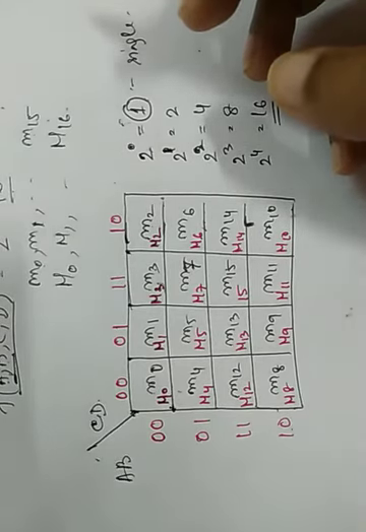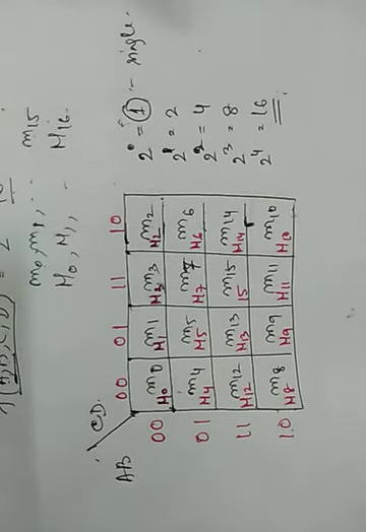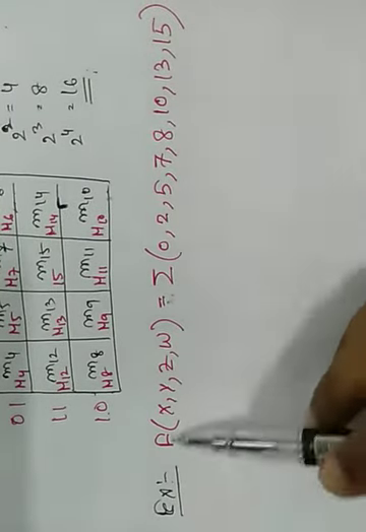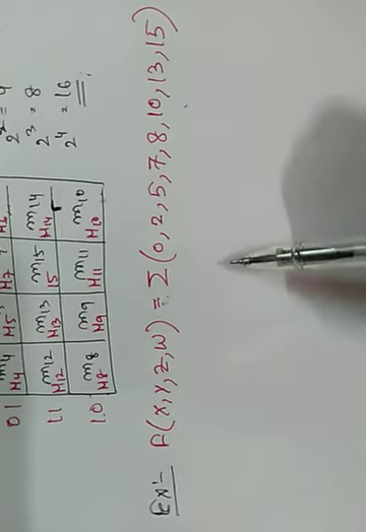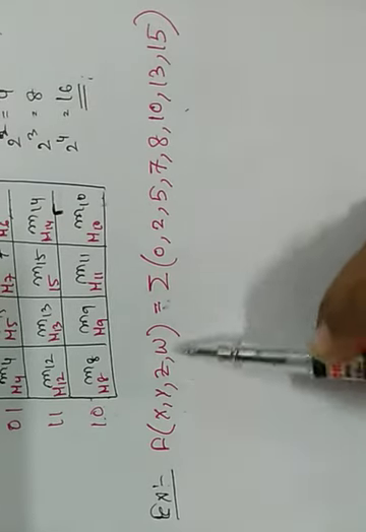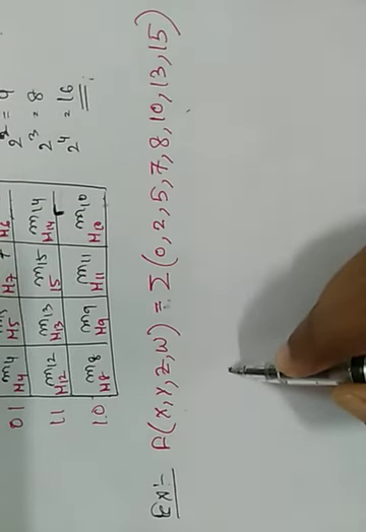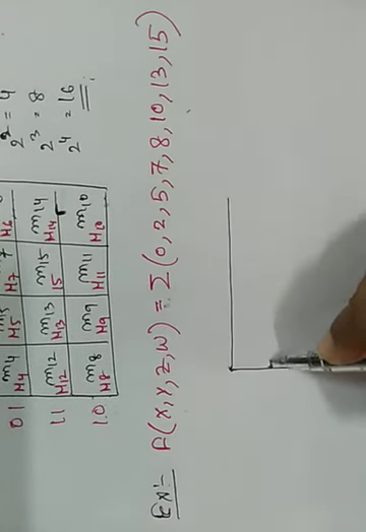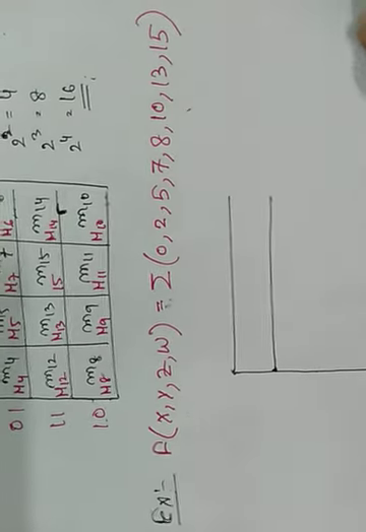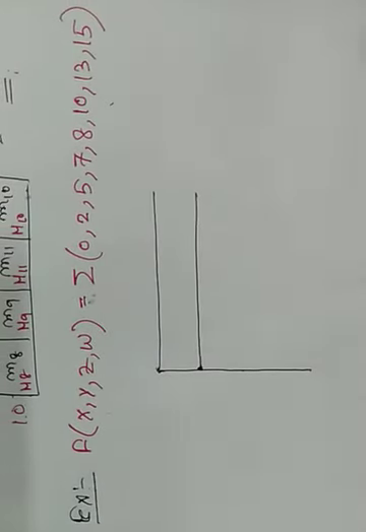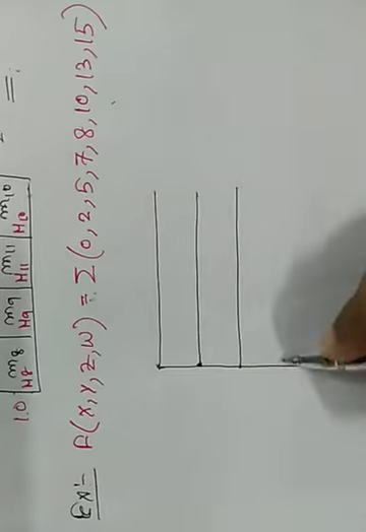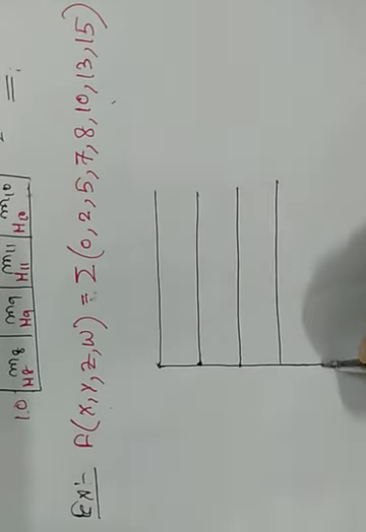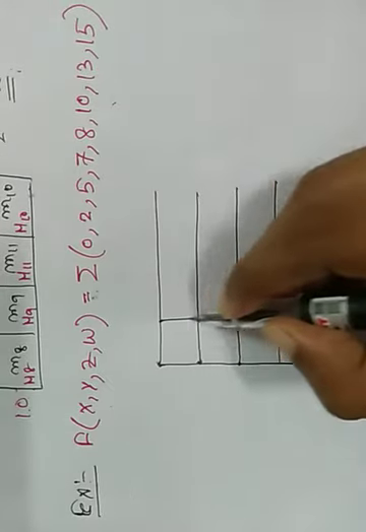Okay, so now let us see an example for a 4 variable Karnaugh map. This is our example. We have to simplify it using the Karnaugh map, as it is 4 variables x, y, z, w. Now let us draw the Karnaugh map table. We know as it is 4 variables, so we have to create 4 vertical and 4 horizontal columns.